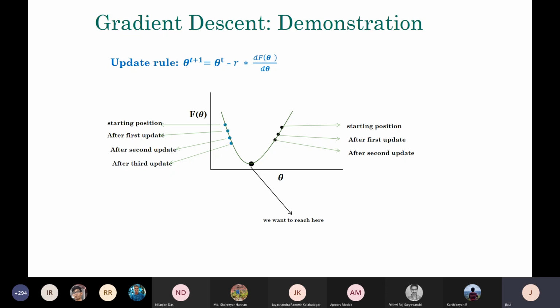Any questions up to this point from anybody? Sir, after each update, the magnitude of approaching the goal state will decrease, right? Because the absolute value of the slope is also decreasing. Okay, I wanted to confirm that only. Yes, of course, this will come close to that. Exactly.